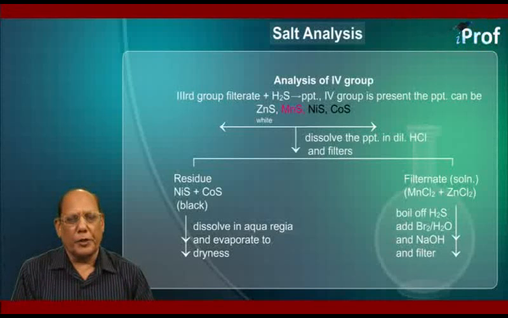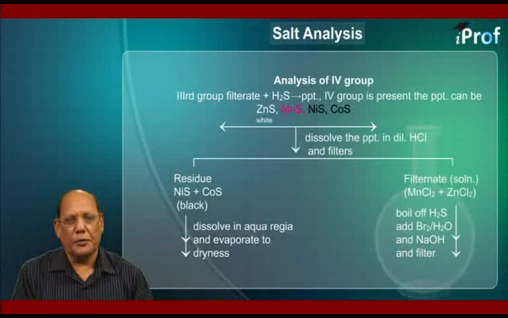So collect the precipitate and dissolve the precipitate in dilute HCl and filter. The residue will consist of black precipitate. It can be NiS plus CoS. And the filtrate solution will now consist of MnCl2 plus ZnCl2. Let us discuss the filtrate first.